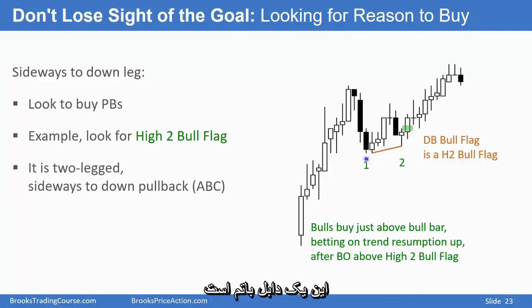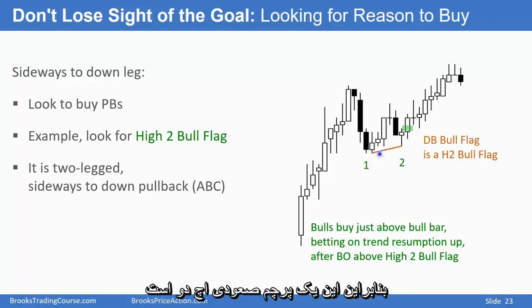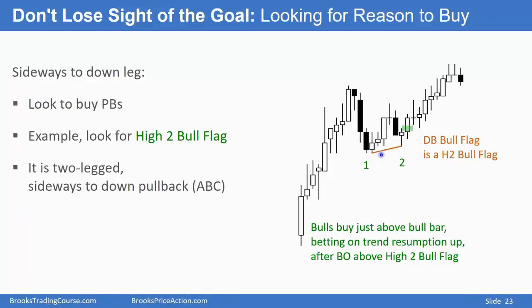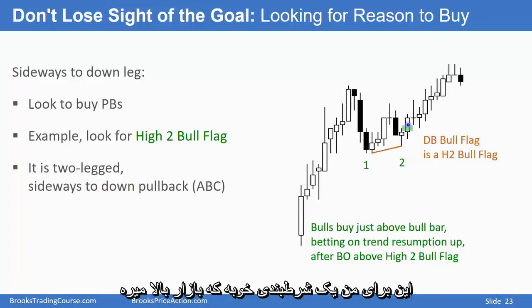Here, double bottom. Double bottoms are rarely perfect. This is a double bottom as well. So this is a high 2 bull flag. But with the 3 bear bars, I would rather wait for a second entry. So we have a new double bottom, a higher low double bottom with a bull bar. To me, that's a pretty good bet that the market is going to go up.